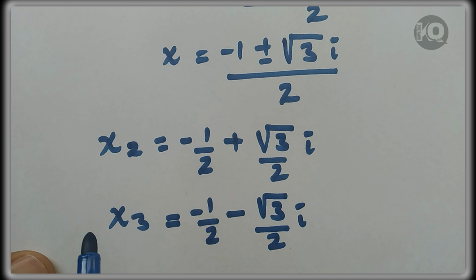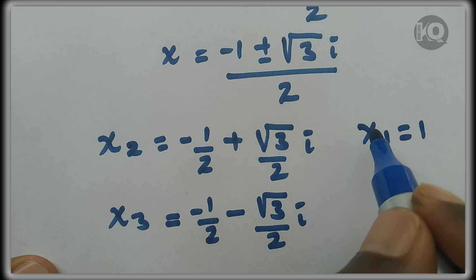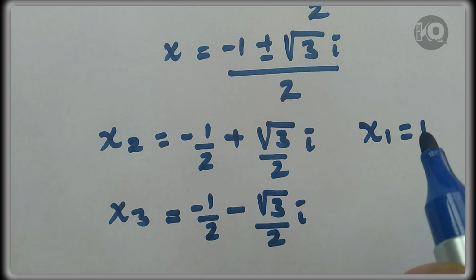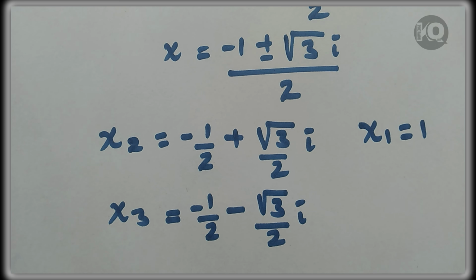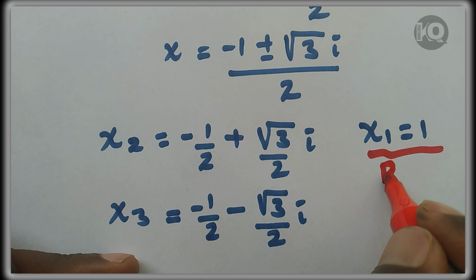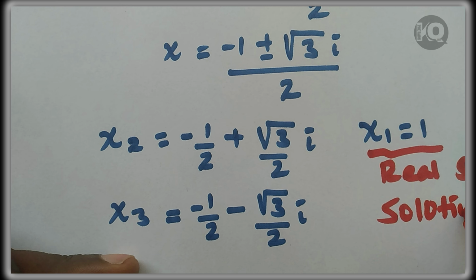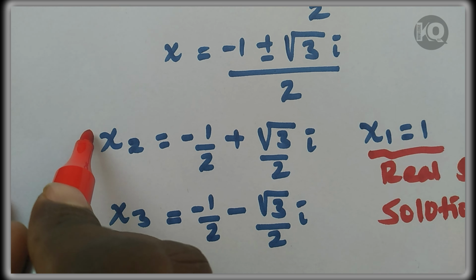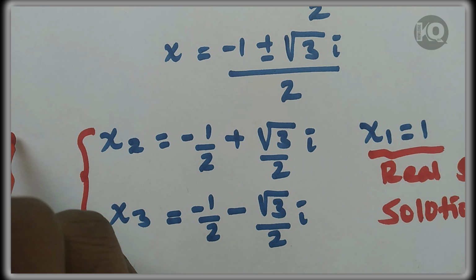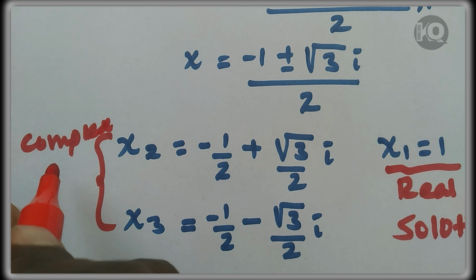So previously we have x1, which is equal to 1. So from here we have one real solution, that's the real solution, and here we have two complex solutions.